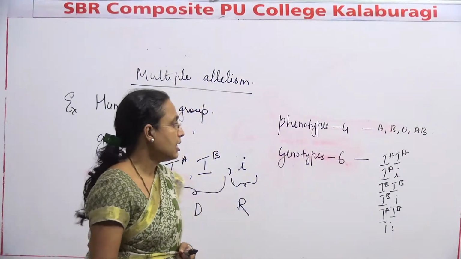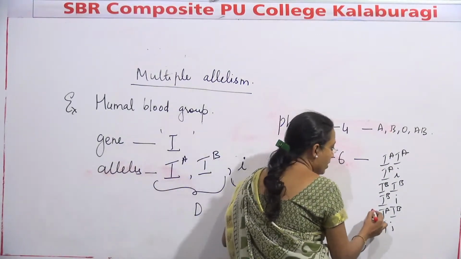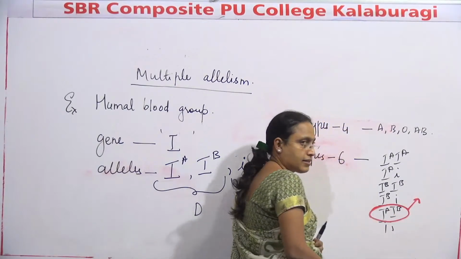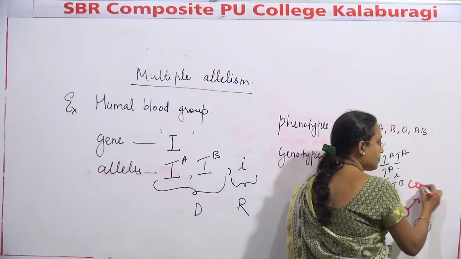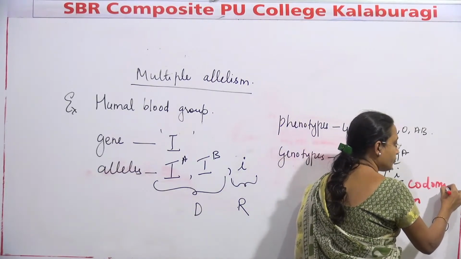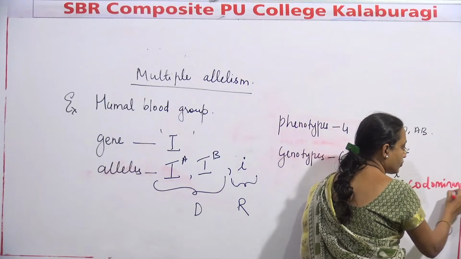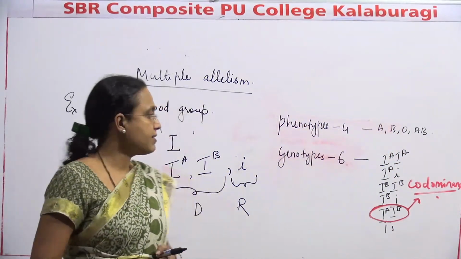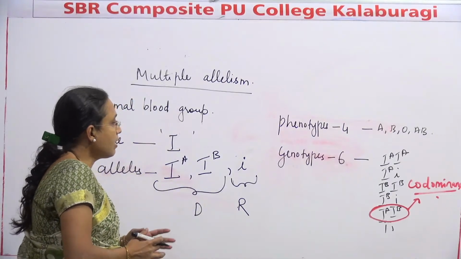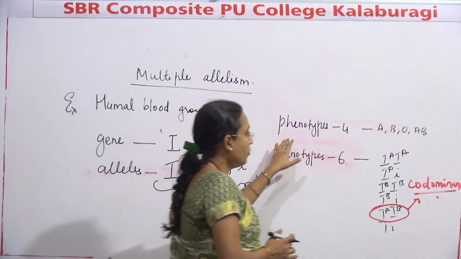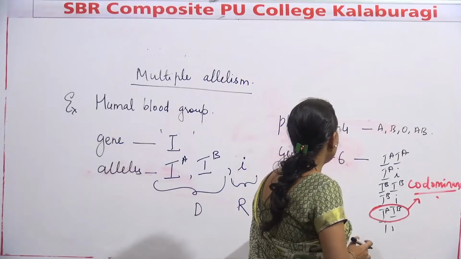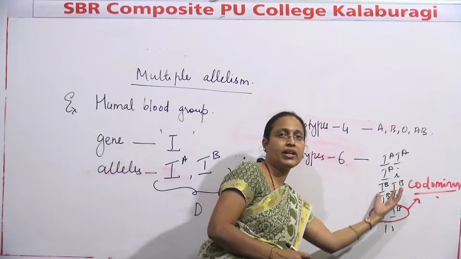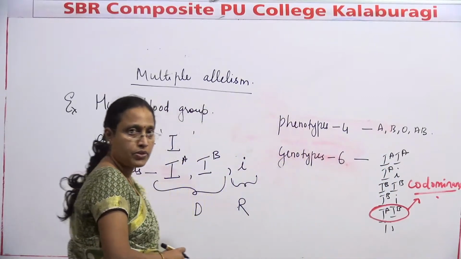It has been explained in codominance that the AB blood group is an example of codominance. So these are the different phenotypes as well as genotypes. Genotypes means allele combinations.